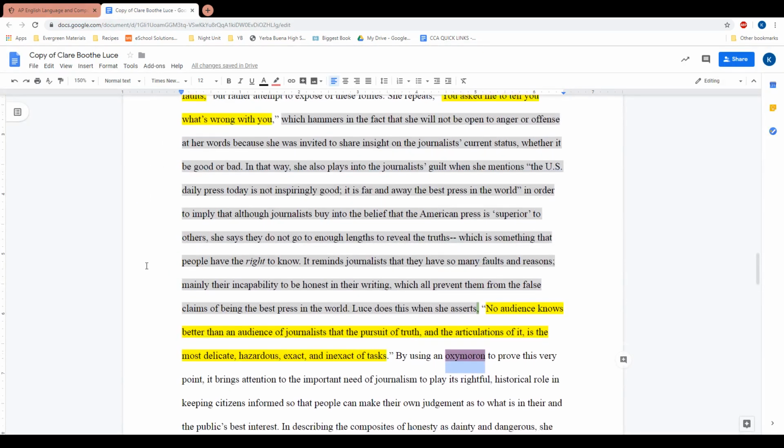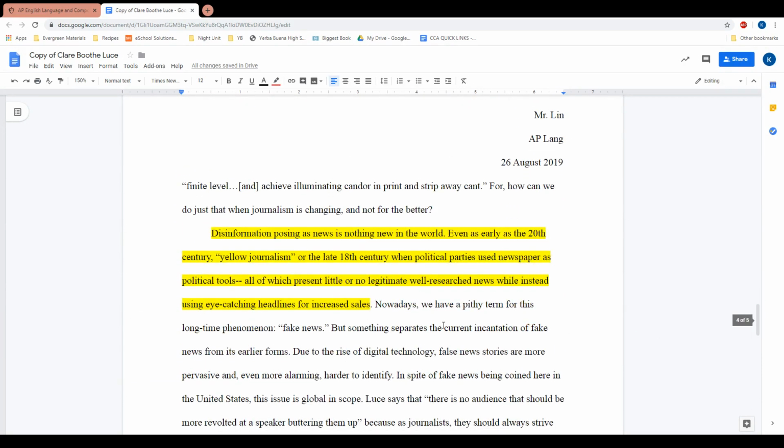So let's go ahead and look at this last bit here in terms of sophistication. I mentioned topic sentences from this author are not conventional. They have a nice complexity to the way they write. So this is, I believe, their last body paragraph, and their topic sentence is, "Disinformation posing as news is nothing new in the world. Even as early as the 20th century, yellow journalism, or the late 18th century when political parties used newspapers as political tools, all of which present little or no legitimate, well-researched news, while instead using eye-catching headlines for increased sales."